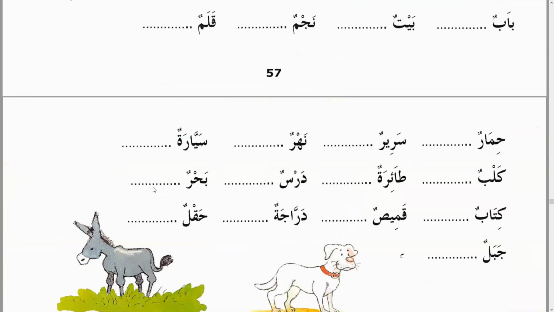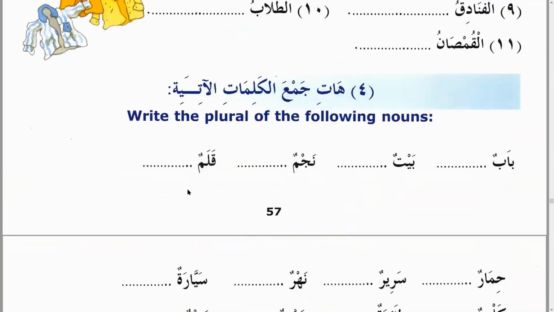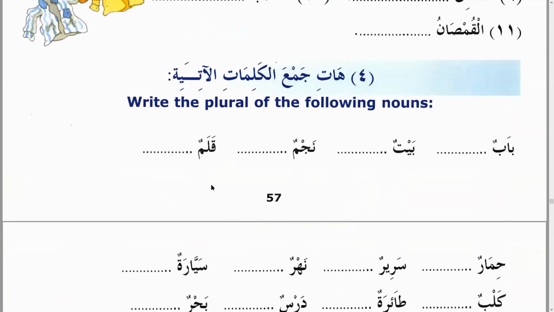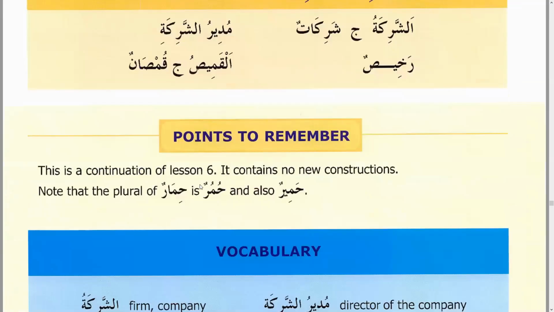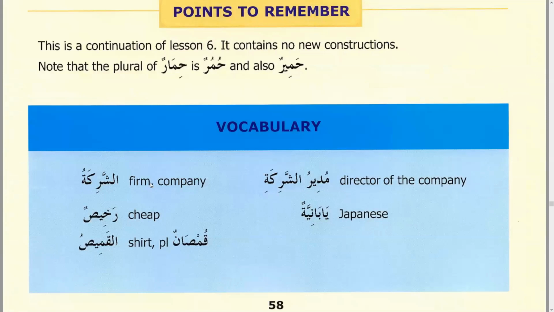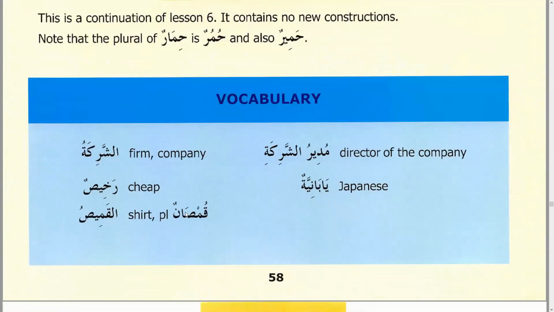We just reiterated and revised all the forms of ghayr aqil plurals. Alhamdulillah. So we have ash-sharikatu, the firm or the company. Rakhisun is cheap. Khamis, shirt. Khumsan. Mudiru sharikati, director of the company. Yabaniyatun, Japanese. Inshallah. That's it.